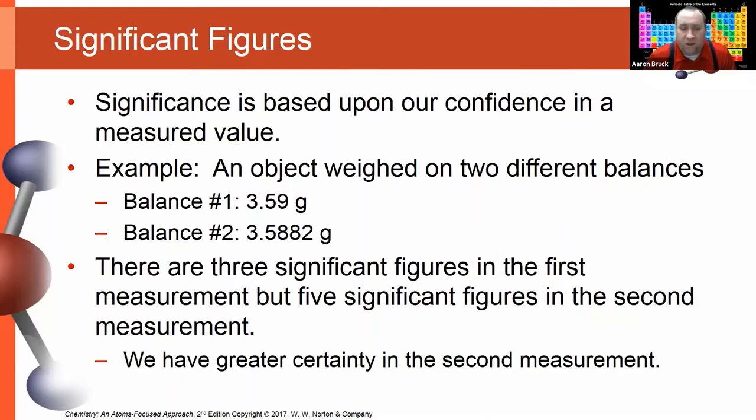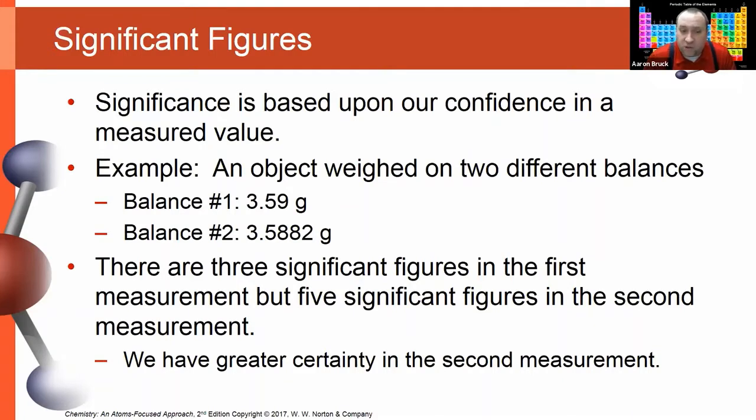So take, for example, I've got an object I weigh on two different balances. First balance says that the object weighs 3.59 grams. The second balance says the object weighs 3.5882 grams. Now, both seem to be saying close to the same thing. In fact, if I round the second balance to the same number of decimal places as the first balance, I would get the same value.